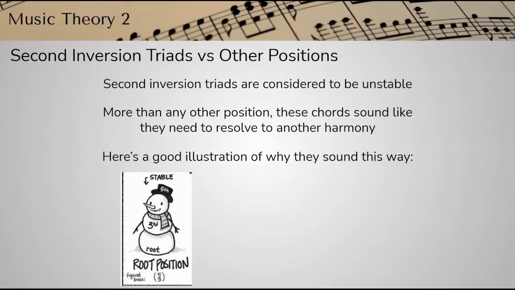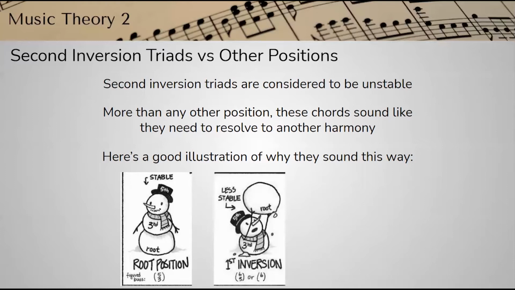So in root position, everything is great because you have the most important note on the bottom, the second most important note in the middle, and then the least important note on top. That's why a root position triad sounds stable. If you flip that, if you take the largest part, the most important part, and you put that on top of the snowman, then the chord becomes a little bit less stable. You still have that third on the bottom, and that third is still important in defining the chord, so it's still able to support the snowman in that position. It's just less stable than root position.